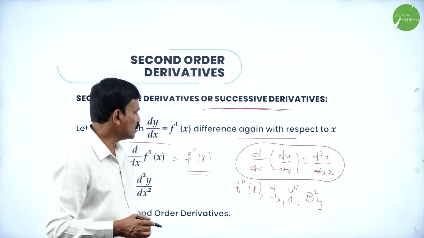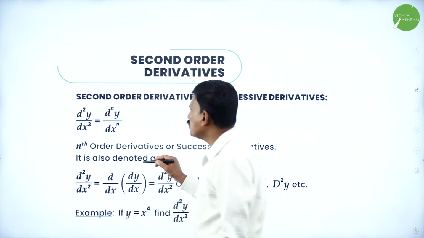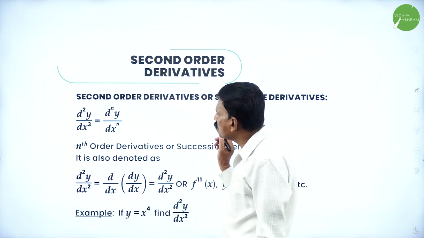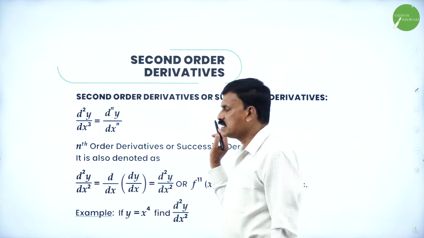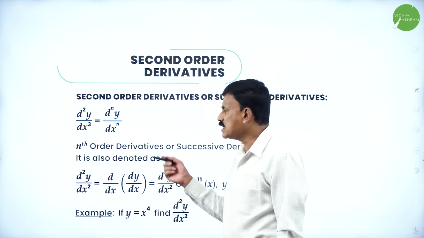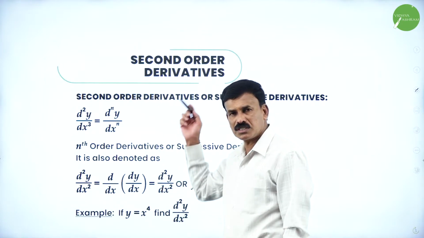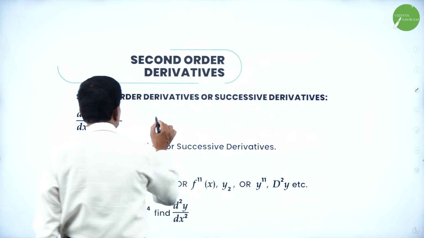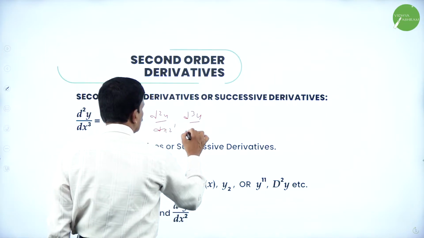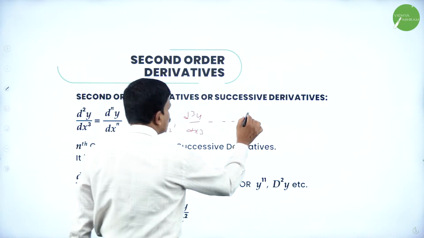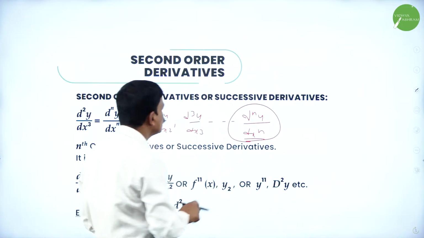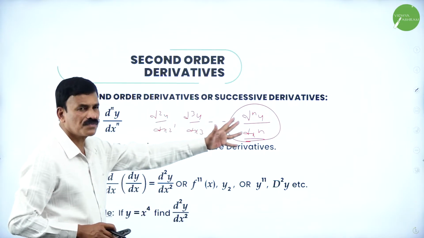Now let us come to the concept of d square y by dx square, d cube y by dx cube, etc. If you differentiate n times, d^n y by dx^n is called the nth derivative. D square y by dx square is called the second derivative, d cube y by dx cube is called the third derivative, and so on. The nth derivative is denoted as d^n y by dx^n. This is called successive differentiation.